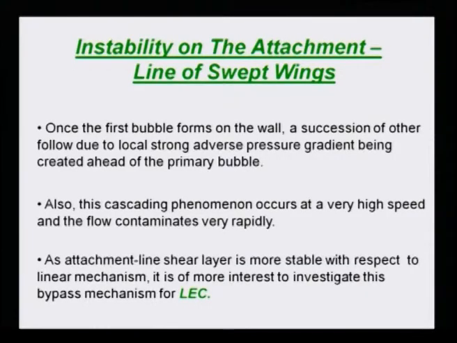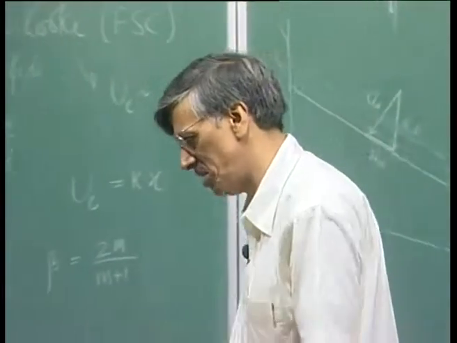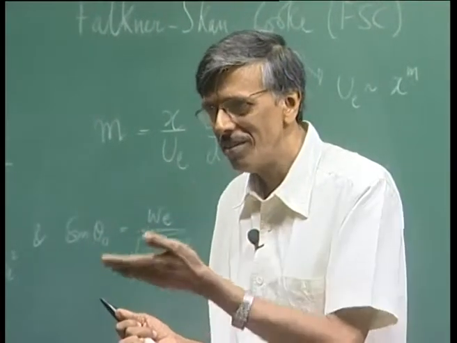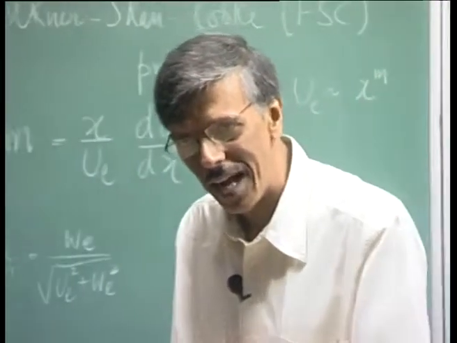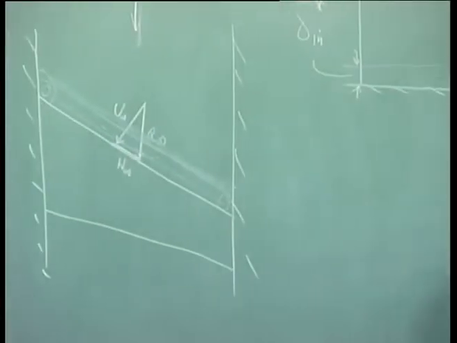So once you have attachment line shear layer, which is slightly more stable with respect to the linear mechanism, it is of more interest to investigate this bypass mechanism of LEC. This can actually provide a very nice basis for future investigation, which we have not been able to do. Suppose I define this solution of Navier-Stokes equation in the attachment line plane as the inflow of a calculation, where I could do something like this.